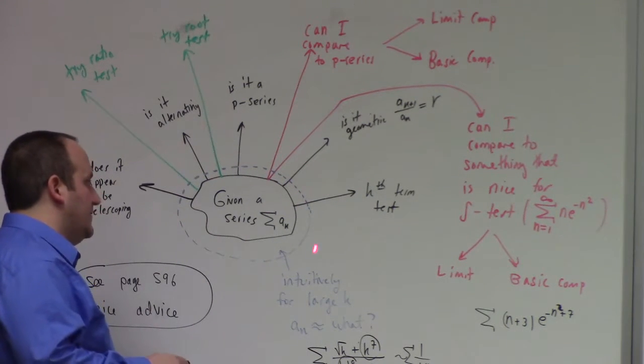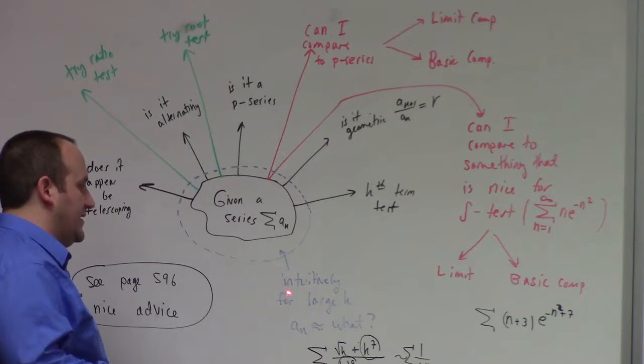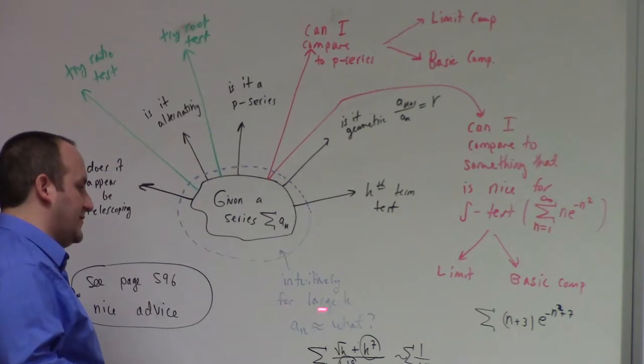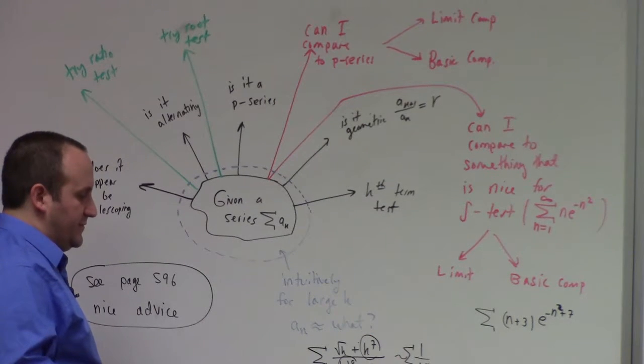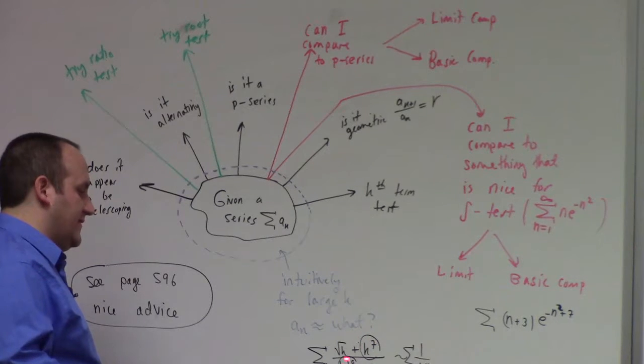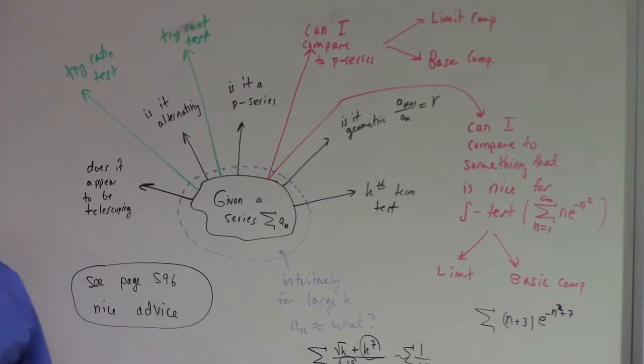Then when I get past that, if it doesn't just jump out at me what the thing is, my next line of thinking is to try to intuitively understand what it is for large k. For example, this one, root of k to the 7th over k to the 18th plus 2. Basically the k to the 7th and the k to the 18th are dominant, and to a good approximation this is 1 over k to the 11th. It's essentially a p equals 11 series with some noise. And so then I've got choices. I'm going to compare to a p equals 11 series for this one, and I can go either limit comparison or basic comparison.